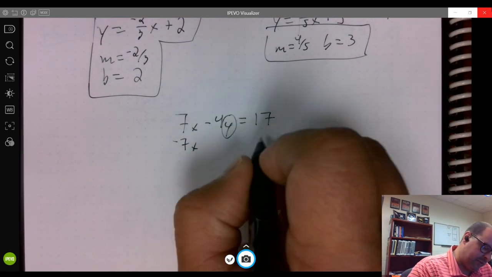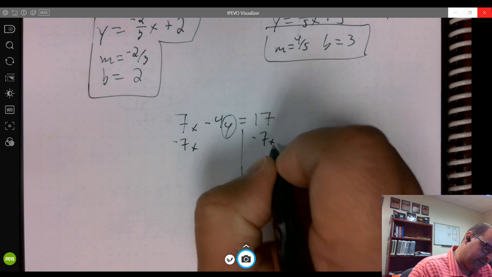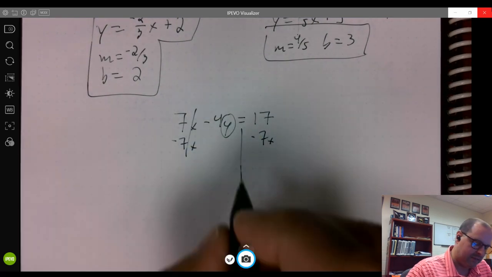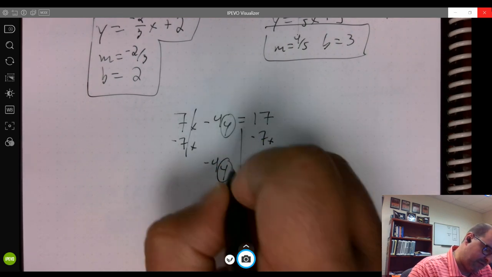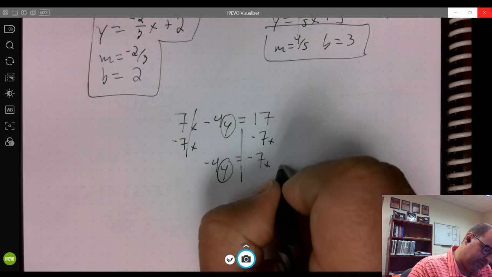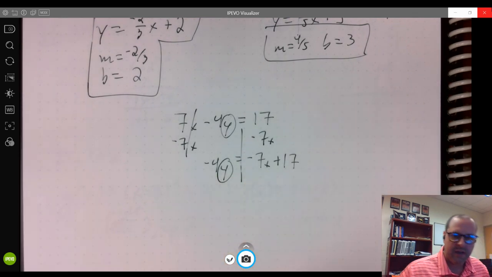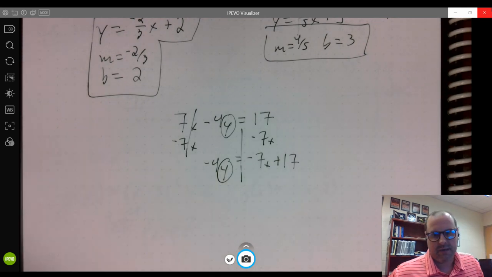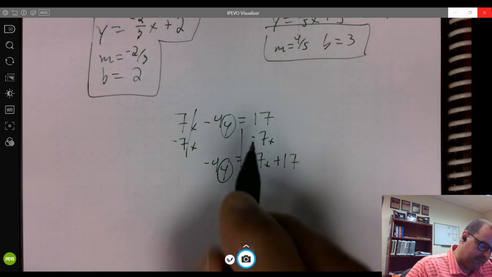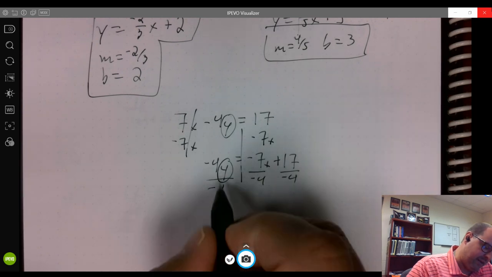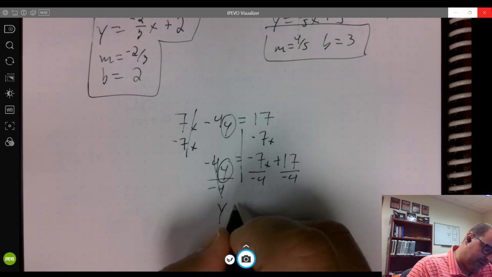So that first part we said is move over the x's. If it's positive 7x, I subtract 7x. We're left with negative 4y. What I did to this side, I did to the right side. So negative 7x plus 17, put the x first. How do I know plus 17? Because it's positive 17.